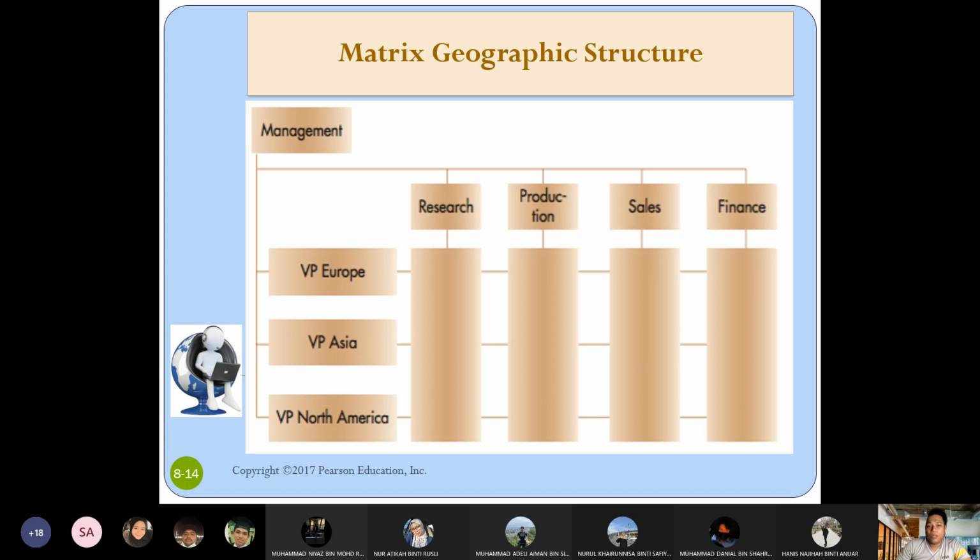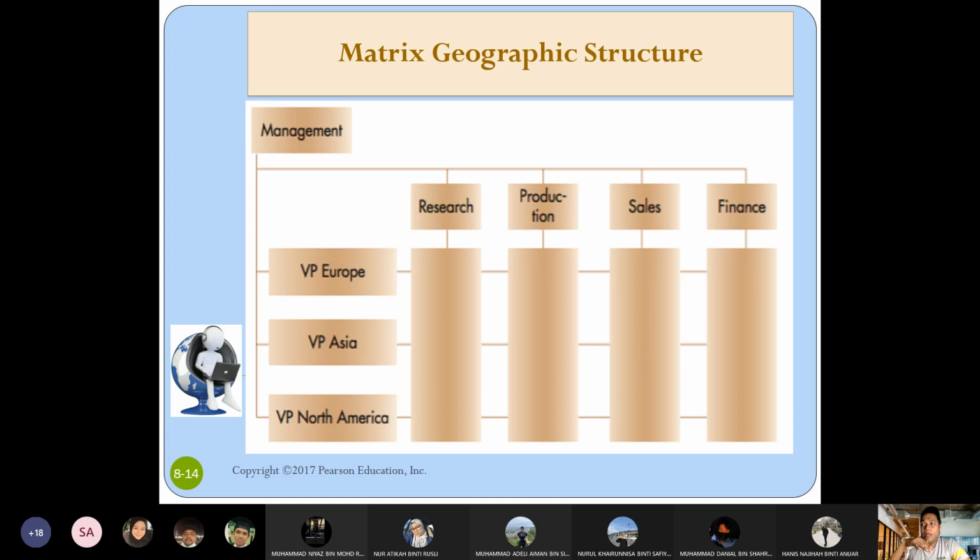Under the management, they have another dimension, for example focused on Europe, Asia, and North America. For each of Europe, Asia, and America, they use the same departments: research, production, sales, and finance. So each VP can get information directly. If you have any problem, you go straight to the research, production, sales, or finance department. You do not follow the rules one by one. That is the best thing about the matrix global or matrix geographic structure.